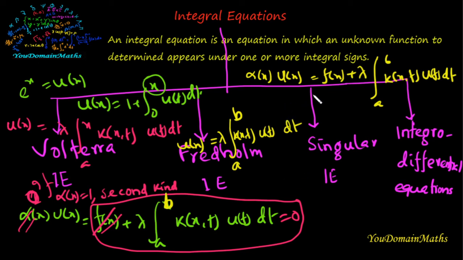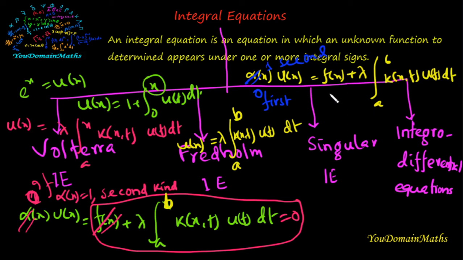This is Fredholm integral equation. This is the most general format of Volterra integral equation. When alpha of x equals 1, then this equation is called the second kind Fredholm integral equation. But when alpha of x equals 0, then this is the first kind.